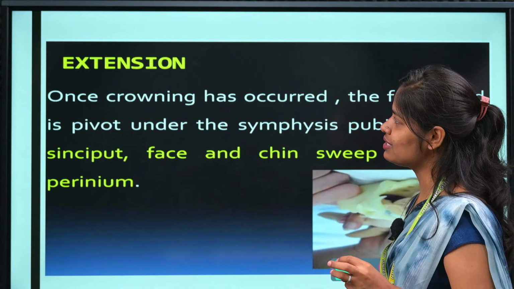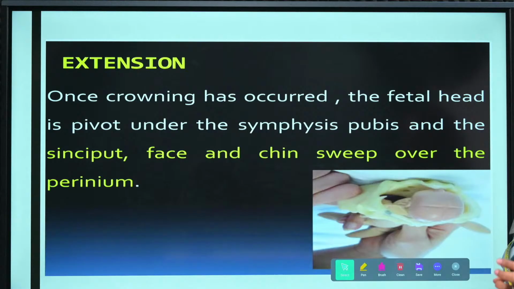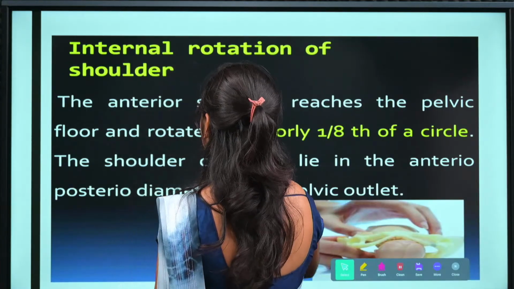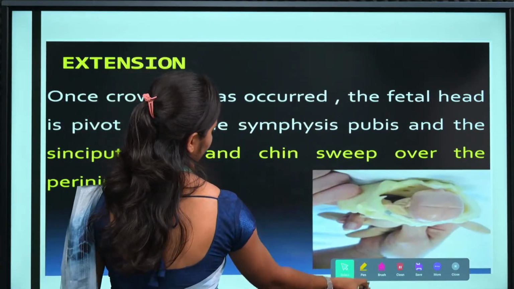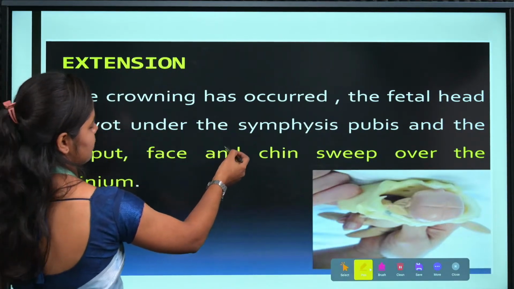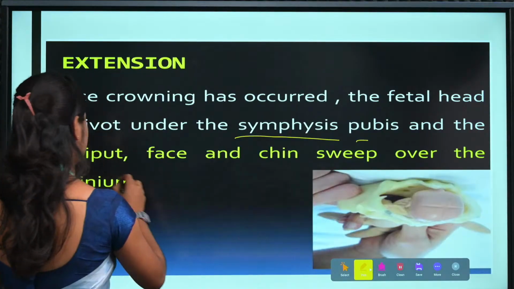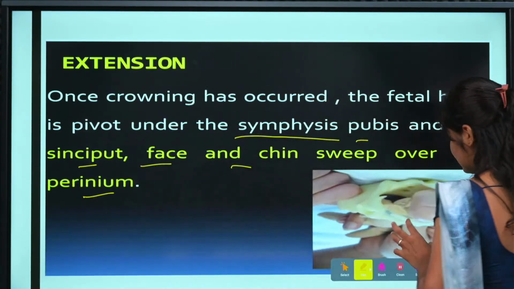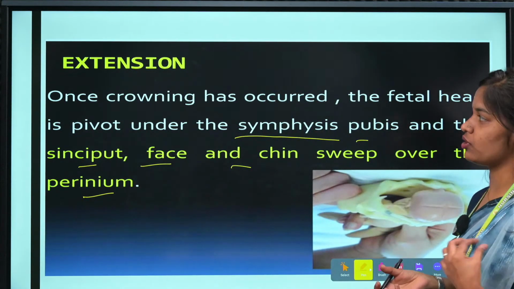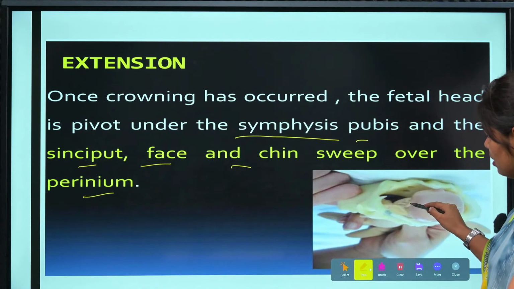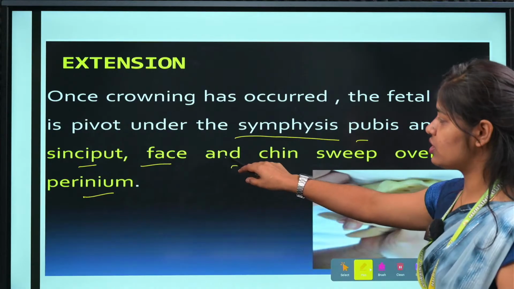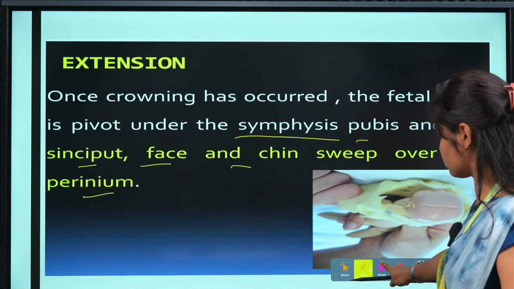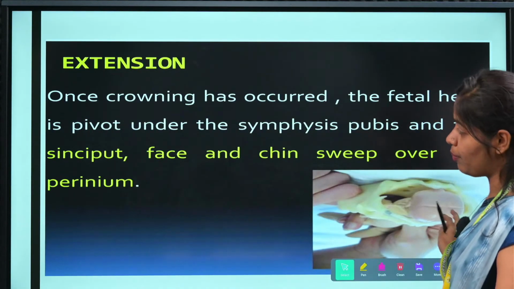Next step is extension. Once crowning has occurred, the fetal head passes under the symphysis pubis, and the sinciput, face and chin sweep the perineum. Once the head has rotated internally, after the internal rotation and the crowning, the sinciput, chin and face will sweep the perineum, and the head will be delivered. In the extension, complete extension will occur.